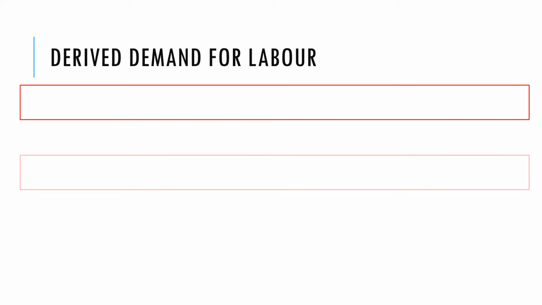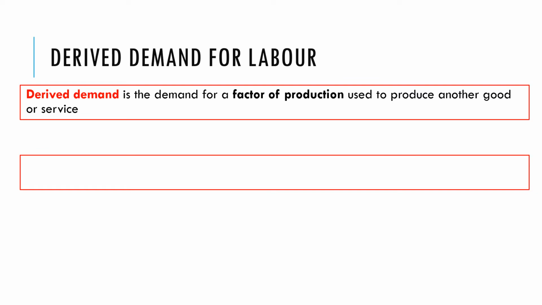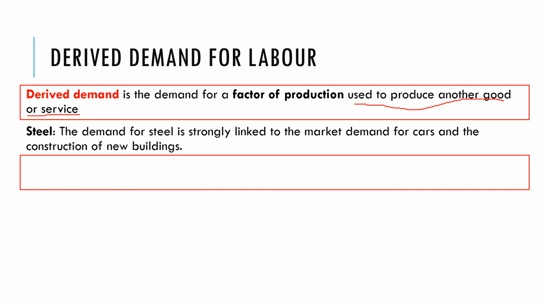Now, labour is what we would describe as having a derived demand. And what do we mean by this? A derived demand is the demand for a factor of production used to produce another good or service. So we don't necessarily want workers just for the sake of it. We want them because we use them to produce another good or service. So for example, steel would be another factor of production that has a derived demand.